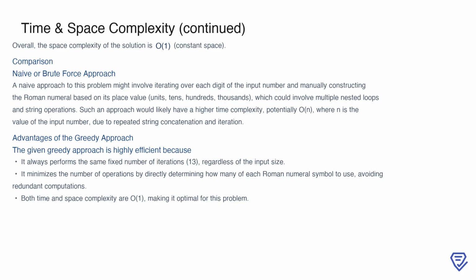To put this into perspective, let's compare it to a naive approach. A brute force method might involve iterating over each digit of the input number, manually constructing the Roman numeral by analyzing the place values: units, tens, hundreds, and thousands. This could lead to multiple nested loops and repeated string concatenation, resulting in a much higher time complexity, potentially O(n), where n represents the value of the input number. In contrast, the greedy algorithm avoids these inefficiencies by always performing the same fixed number of iterations. It directly computes how many symbols to use for each Roman numeral, eliminating unnecessary computations.